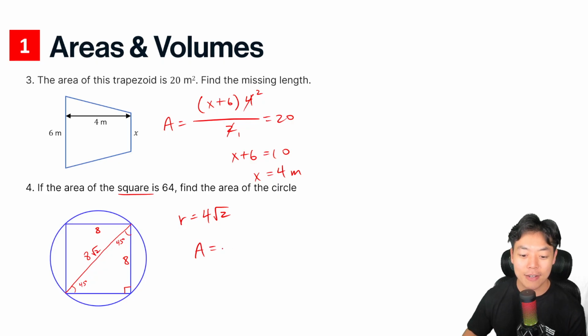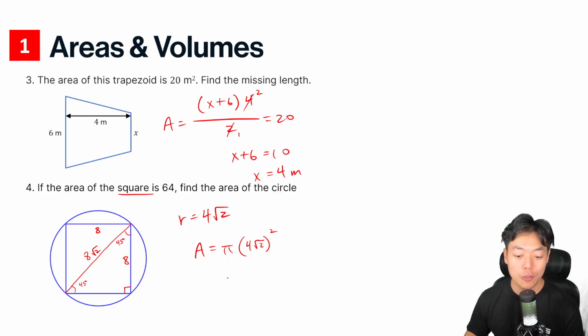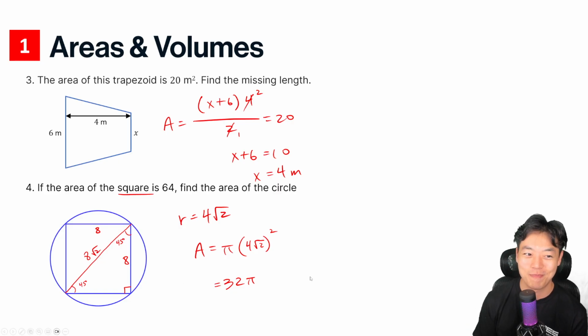And the area of a circle is pi r squared. When we square the 4, that becomes 16. Square the square root of 2, that becomes a 2. So we get 32 pi as the area of this circle.